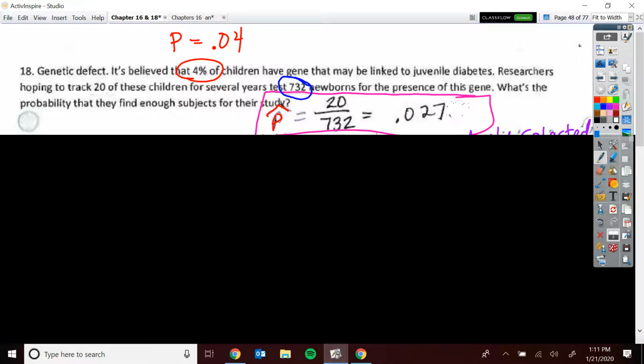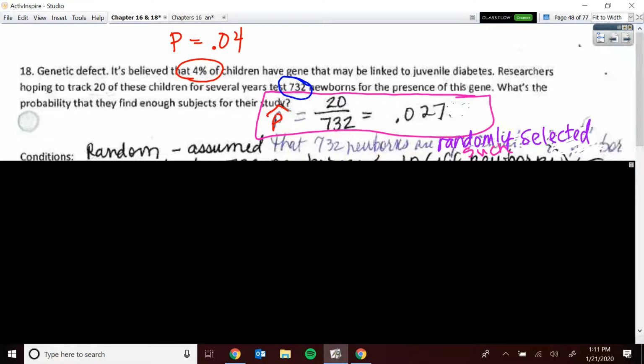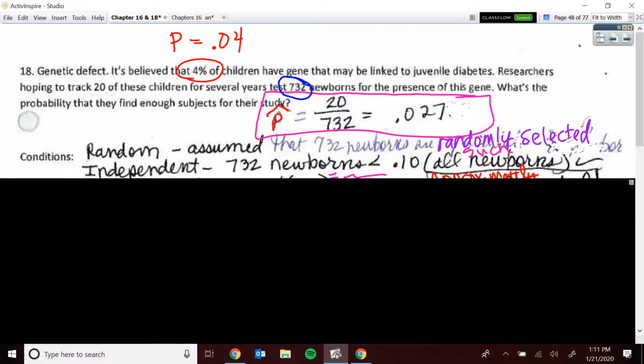So the first question is to go through the conditions or the assumptions. Random is stated or assumed, that it is randomly selected. So to get this correct, write the word random and say we're assuming 732 newborns are randomly selected. Context and the full word. Okay, independent.